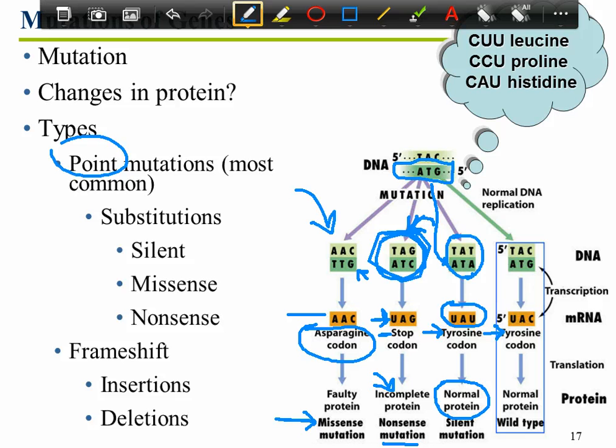The other two bases in the codon, for example, of the mRNA, have not been affected. Okay, point mutations. Look, they're the most common. So there are substitutions, which I just took you through, where we substitute one base for another. Now the other one, a little bit more devastating, is a frameshift mutation, and this would be exemplified by an insertion or a deletion.